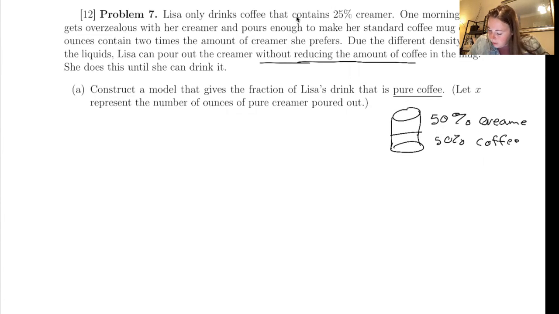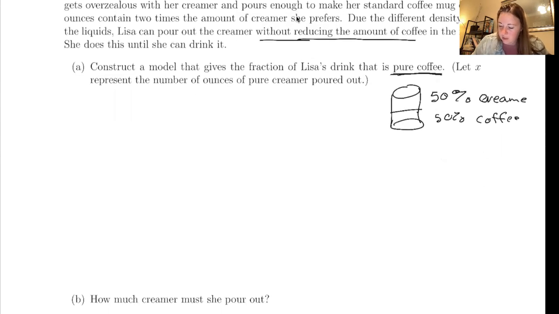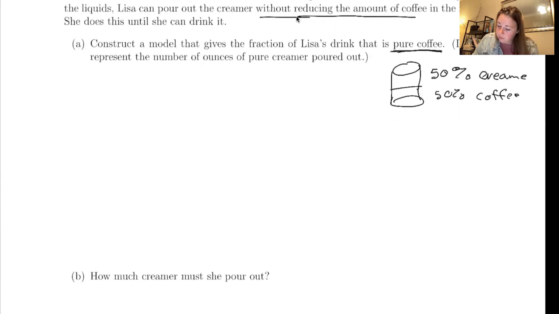So we're asked to construct a model that gives a fraction of Lisa's drink that is pure coffee. I even underlined it for you guys. A lot of you on this problem were giving me a model for creamer and then would solve it like it was the one for coffee. Or you would solve it because you knew it was creamer. It's a very interesting problem. So construct a model that gives a fraction, there's a hint, fraction of Lisa's drink that is pure coffee.